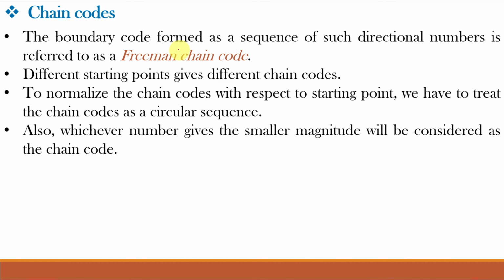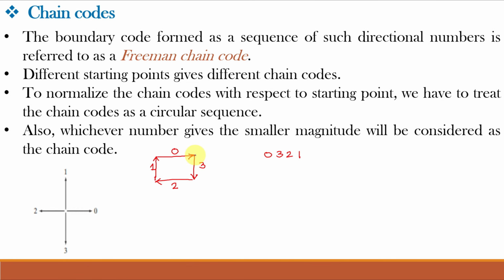This boundary code formed as a sequence of such directional numbers is referred to as Freeman chain code. But the problem over here is that different starting points give different chain codes. For example, say this is our object and we are choosing 4 directional chain code. So starting from this pixel, we are going towards right, so that will be 0. Next we are going down, that will be 3. Then left, that is 2. And then up, that is 1. So if we choose this as the starting point, the chain code is 0, 3, 2 and 1.